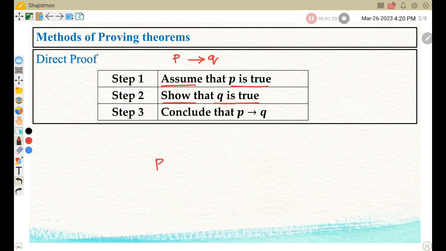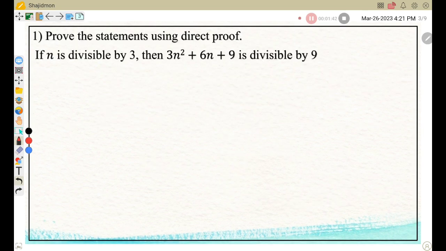So to prove P implies Q, what do we need to do? Start from P: in step 1 we assume that P is true. After that we need to show that Q is true. Then we can conclude that P implies Q is true. So let's go through one question here, for example, question number 1.